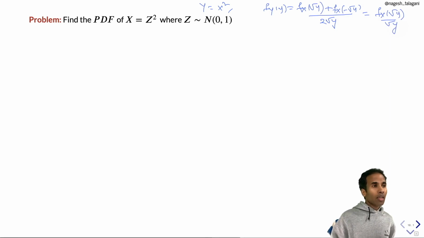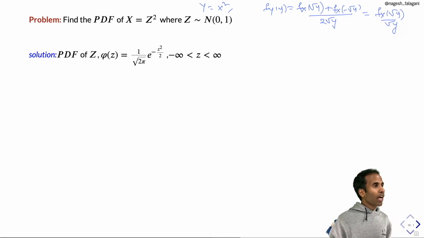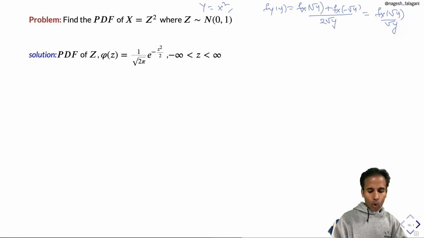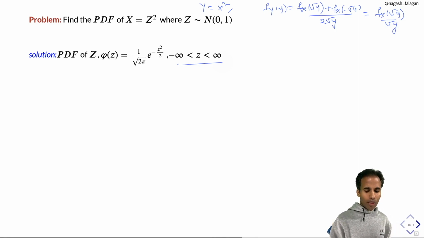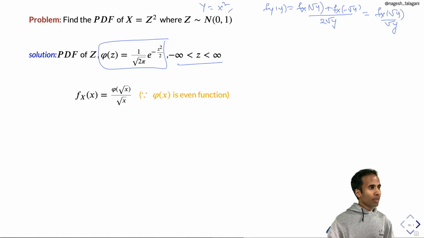Here, the PDF of Z we denote by phi. Phi of z is 1 by root 2 pi e power minus z square by 2, for minus infinity less than z less than infinity. As you can see, this phi of z is an even function. So the PDF of X in terms of the PDF of Z, that is phi, is going to be this.